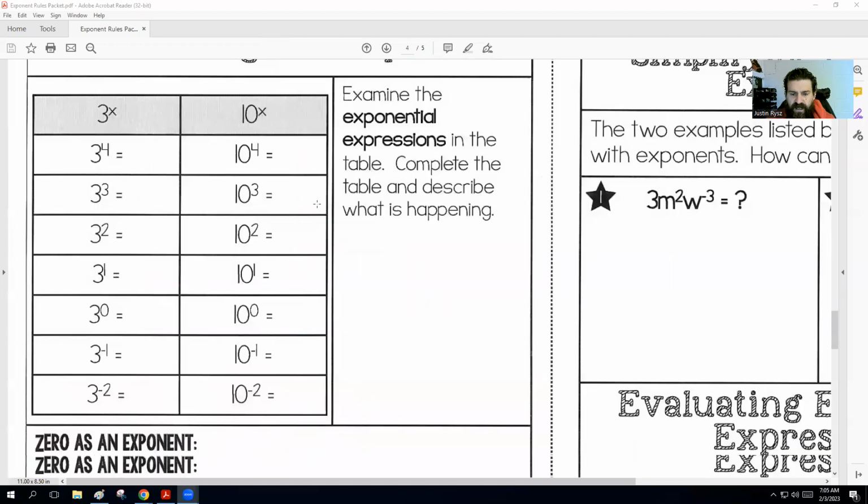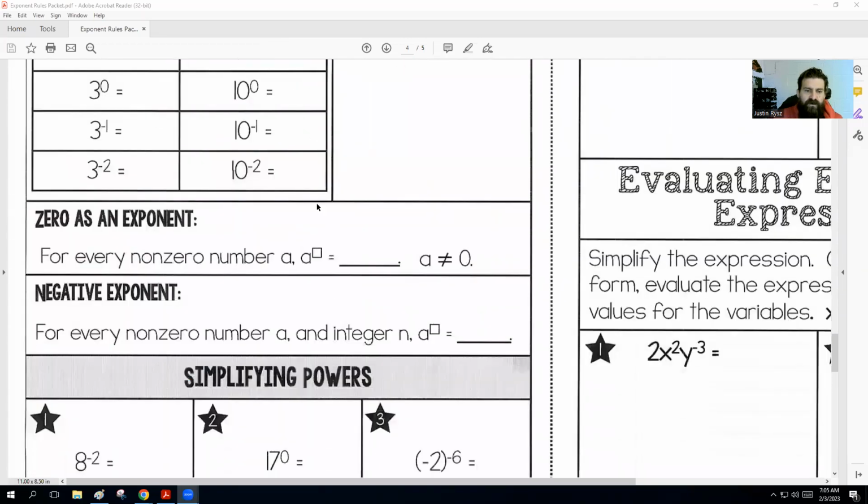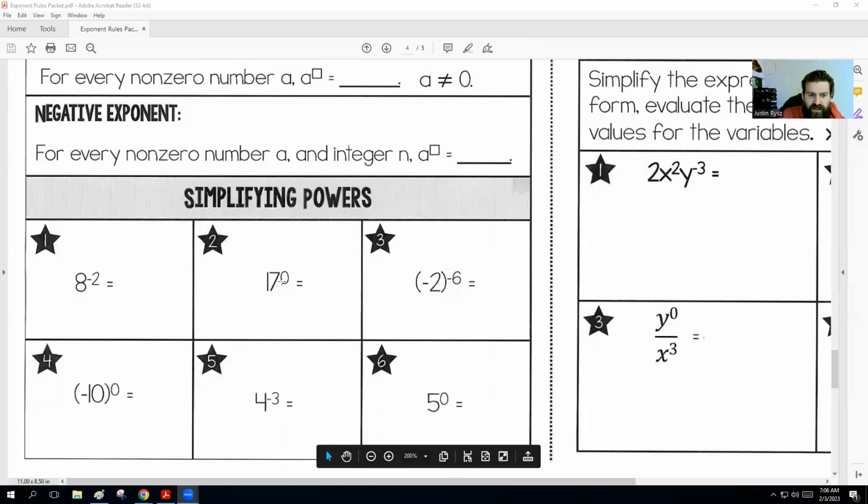So let's clear this up and add some rules here. For any non-zero number, if we have a to the 0 power, it's going to equal 1. And if we have a negative exponent, we are going to have 1 over a to the positive version of that exponent. Let's apply these rules.